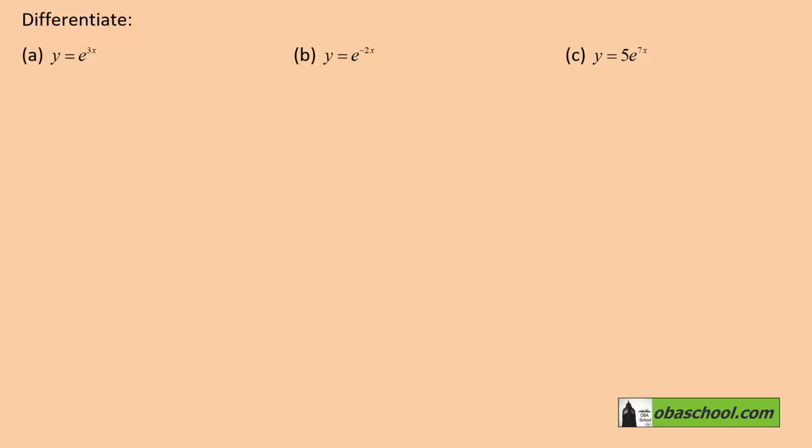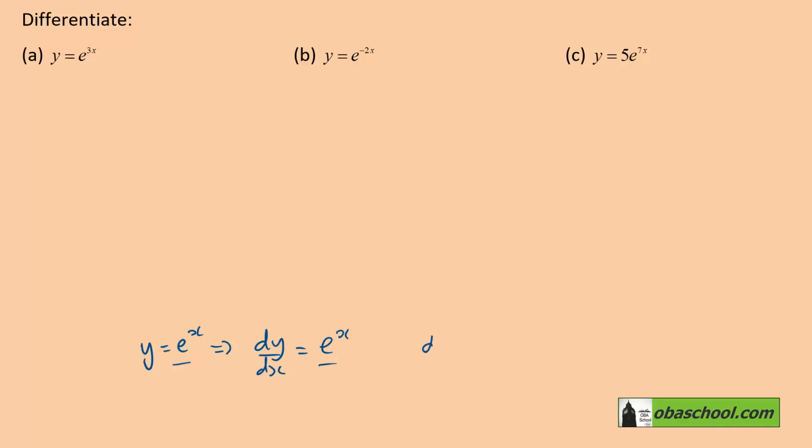We want to differentiate, first of all, y equals e to the 3x. Now we know if y is equal to e to the x, then the differential is e to the x. The exponential part of the function doesn't change.